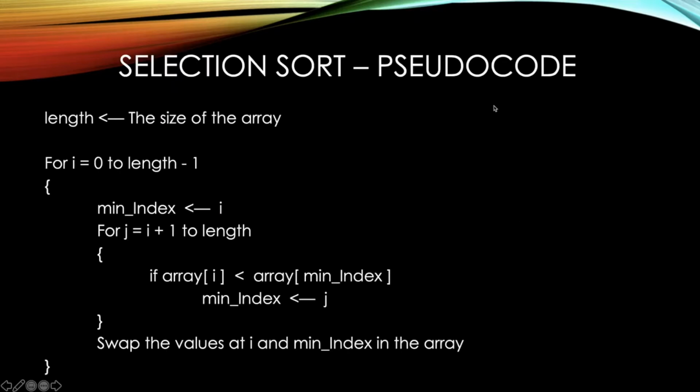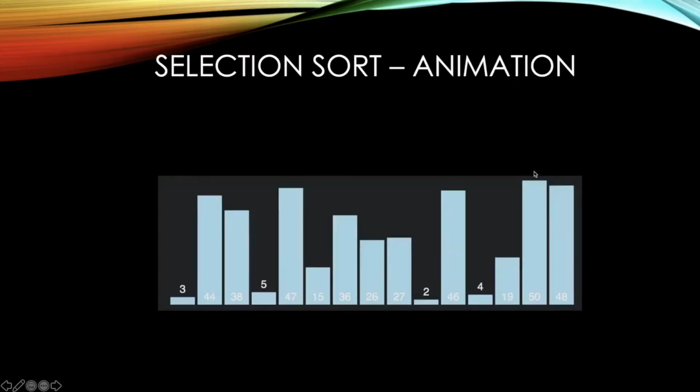Here is the pseudocode for a selection sort. As you can see, there are two for loops making the O(n squared) time complexity. We take the smallest element and we move it to the front, get the next smallest element, move it second to the front until we have a sorted array. Here is an animation explaining how it works.